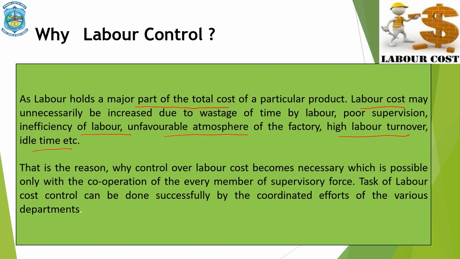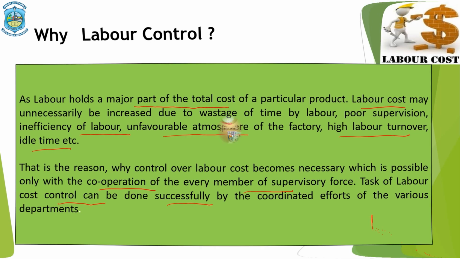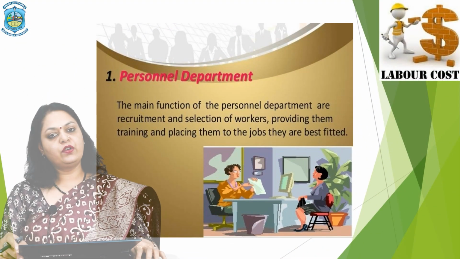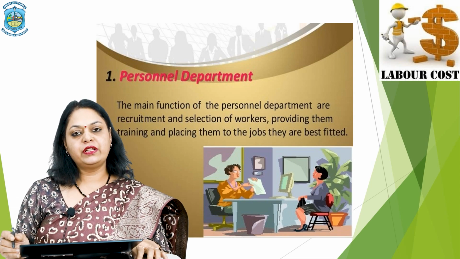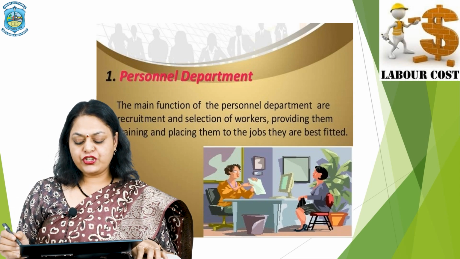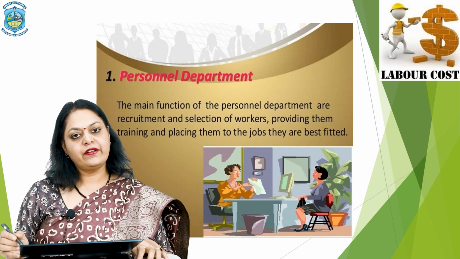That is why control over labor cost becomes necessary, which is possible only with the cooperation of every member of the supervisory force. The task of labor cost control can be done successfully by the coordinated efforts of the various departments. Now, the various departments are these. The personnel department's function is the recruitment and selection of the workers, the right men for the right job.